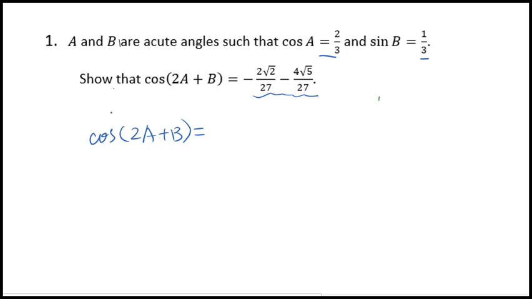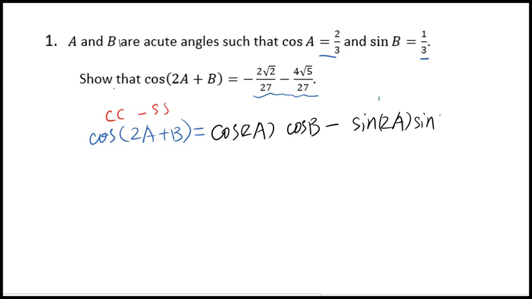Remember that for cosine, the sign will be different. So we will write down cosine 2A, then cosine B, minus sine 2A and sine B.